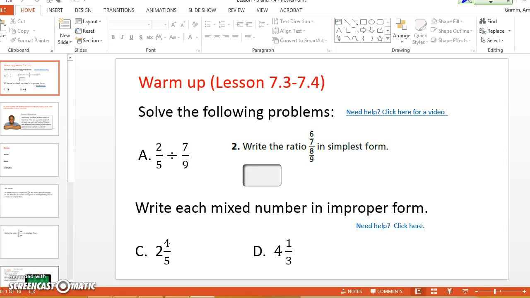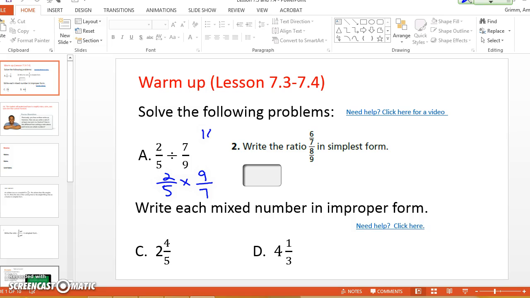Need help, but it's there if you would need them. All right, so what's the rule for dividing fractions? Drew? You gotta multiply by their reciprocal. Very good. So I have 2/5 times 9/7, and then nothing I can cross reduce, so I just have to multiply.